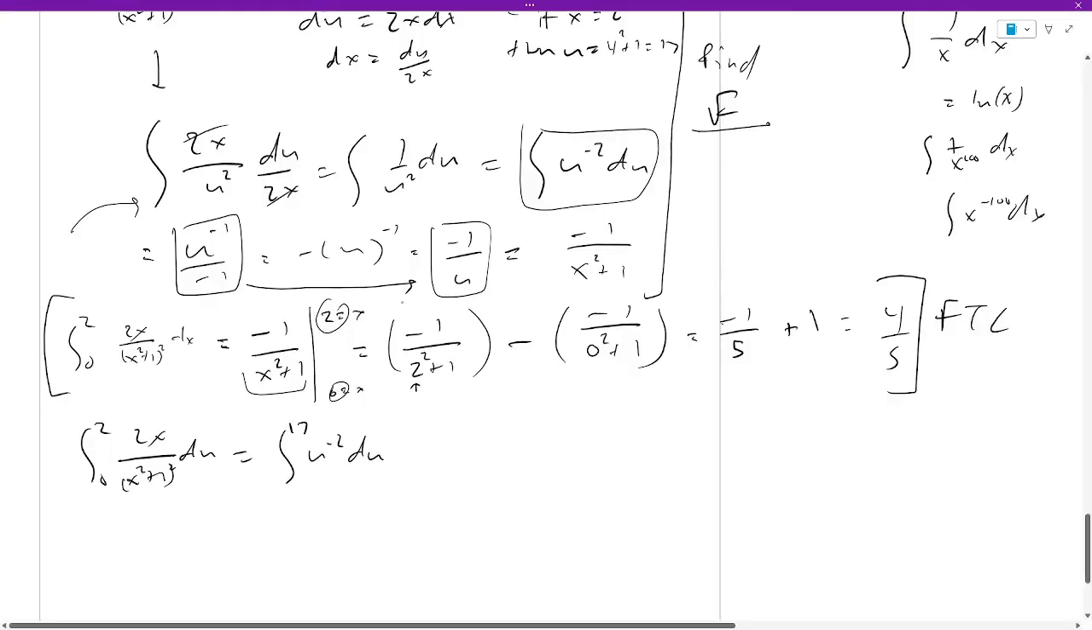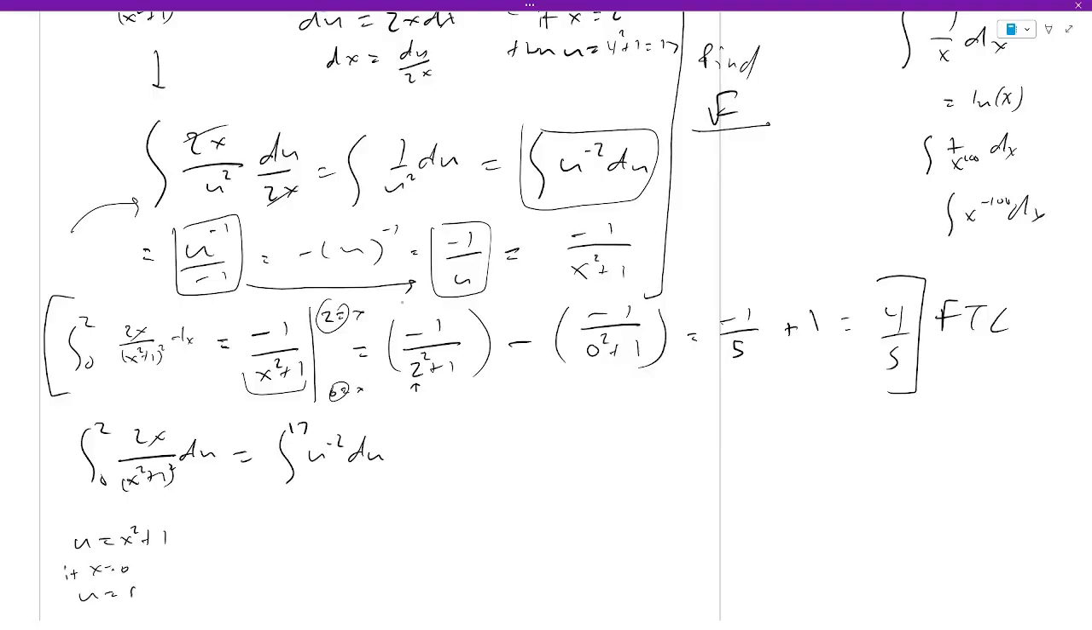What happens to the bottom bound? Well, remember, my substitution was u equals x squared plus 1. So if x is 0, then u is 0 squared plus 1, which is 1. So in the u universe, that 0 turns into a 1.